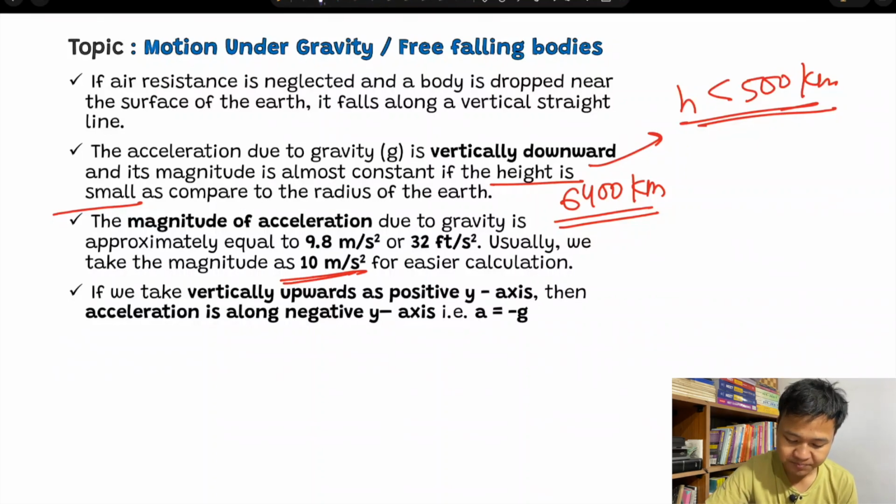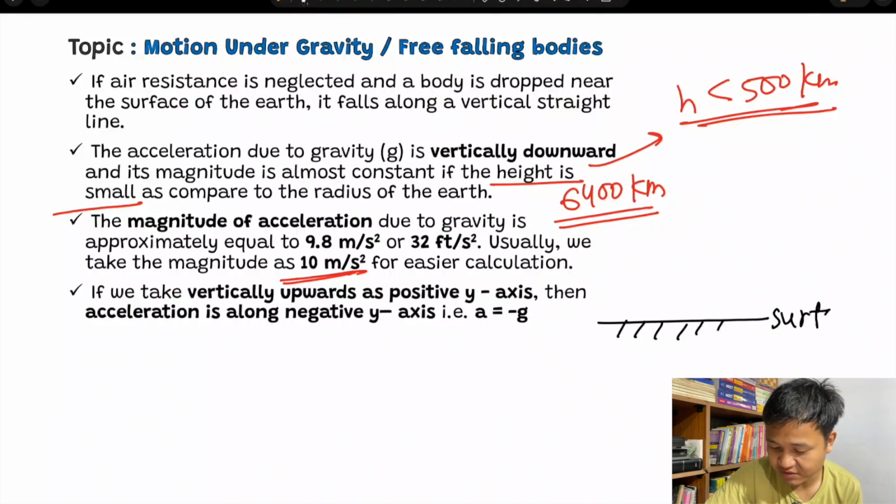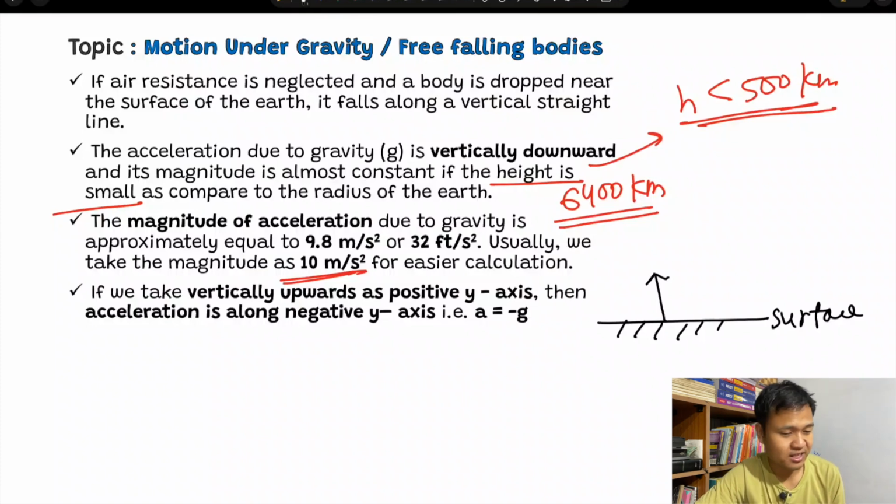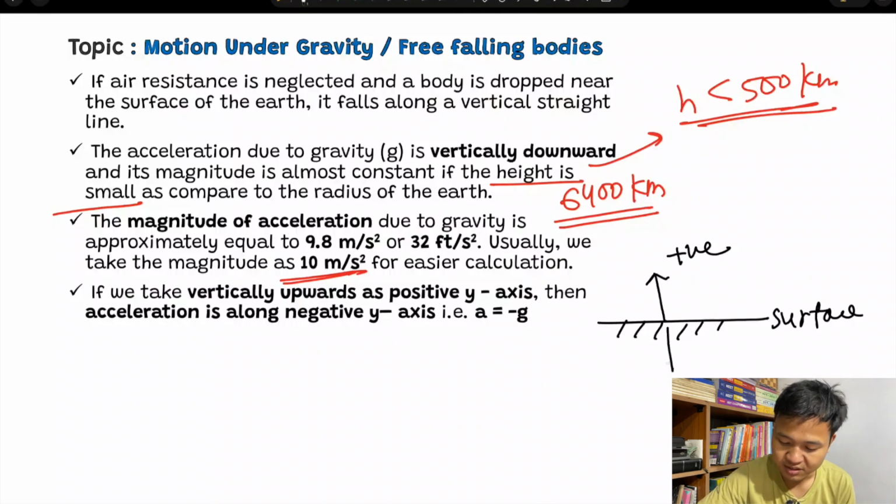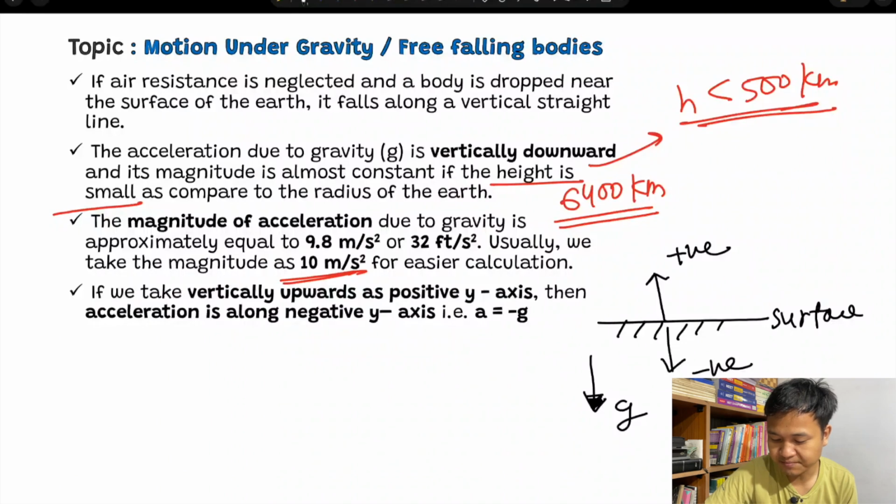Okay, the fourth point: if we take vertically upward as the positive y-axis, then acceleration is along the negative y-axis. But then the sign convention here. So you have the earth surface. Whatever is going upward, any measurement that you are taking upwards has to be positive, and any measurement that you are taking downwards has to be negative. In this case gravity is acting downwards, towards the center of the earth. So when you write acceleration due to gravity, you have to write minus g. Okay, so very important.